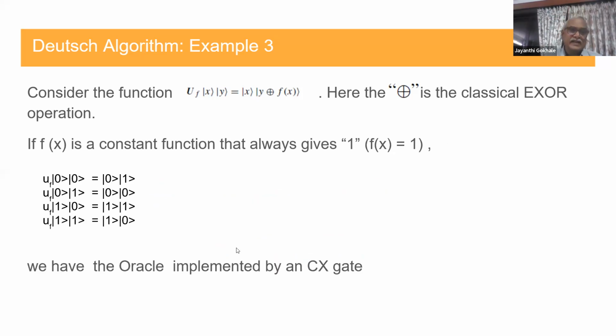Let me say that once again f of x is a constant function, and that always gives a 1. So which means f of x is equal to 1. And then once again putting it up in the same manner like I showed earlier, you will now notice that 0, 0 gets transformed to 0, 1, 0, 1 gets transformed to 0, 0, 1, 0 gets transformed to 1, 1, and 1, 1 transforms to 1, 0. I think I made a small mistake somewhere here. The 0, 0 and 0, 1 should be flipped. But the fact is the oracle is implemented by a CX gate, right? Controlled NOT gate.